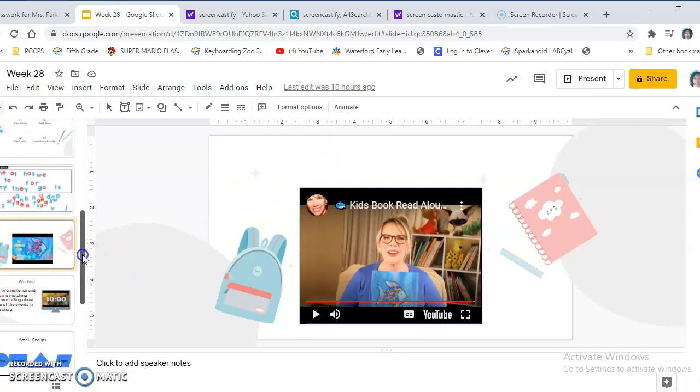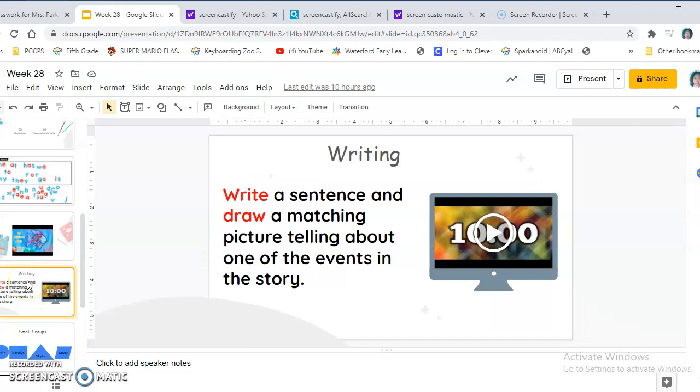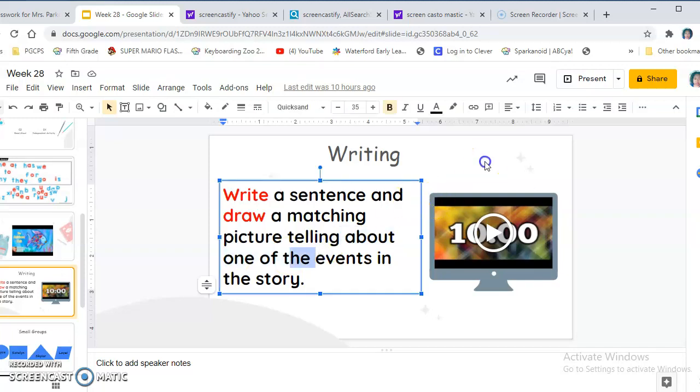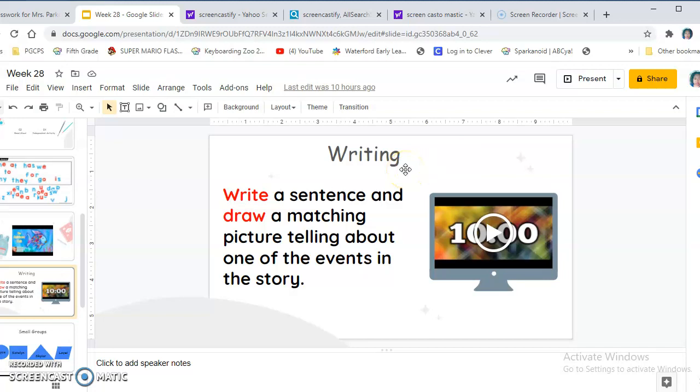All right, that was a fun story. Now you are going to complete your writing. Write a sentence and draw a matching picture telling about one of the events in the story. So you're going to write about one of the things that happened in the story, and you're going to draw a matching picture. As soon as you finish, upload your picture to the Google Classroom and make sure you click mark as done so I can see all of your pictures. I miss you guys so much.